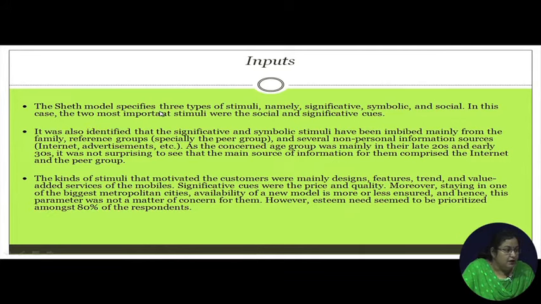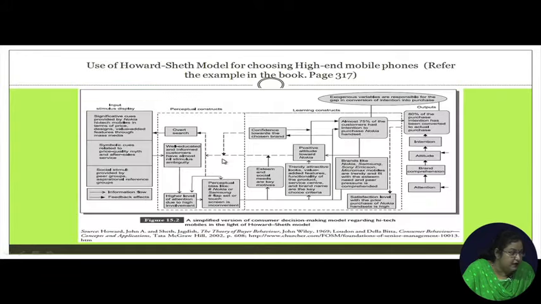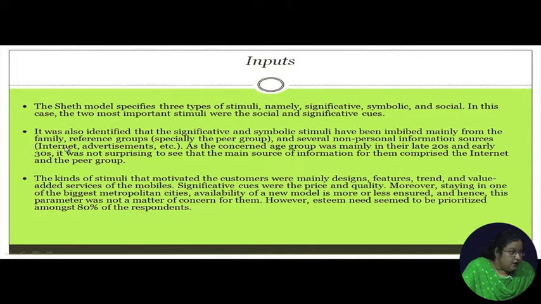The Sheth model specifies 3 types of stimuli named significative, symbolic and social stimuli. In this case, the 2 most important stimuli were the social and significative cues. It is also identified that the significative and symbolic stimuli can be identified mainly from family and reference groups, especially the peer group, and several non-personal information sources like advertisement and internet. This is for this particular research, it has come like that.